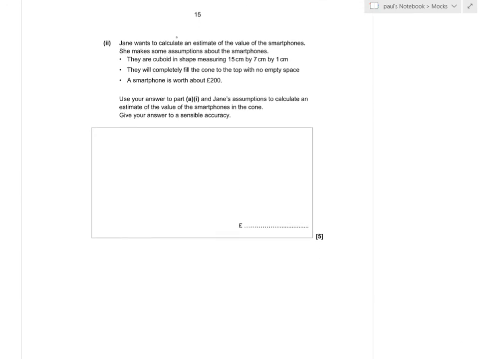Jane wants to calculate an estimate of the value of the smartphones. She makes some assumptions about the smartphones. They are cuboid in shape, measuring this. They will completely fill the cone to the top with no empty space. That's going to be difficult, isn't it? Because it's a cone, you're going to have gaps. Anyway, a smartphone is worth about 200 quid. The phone is 15 by 7 by 1.